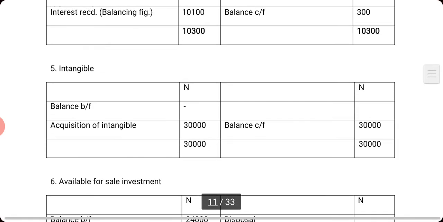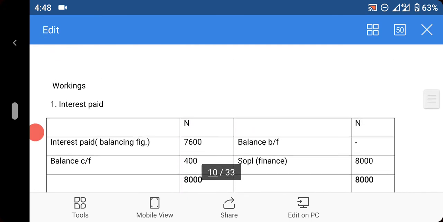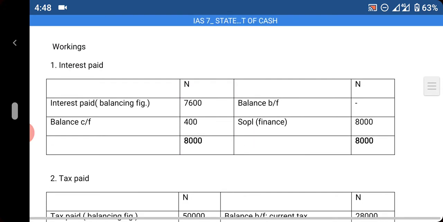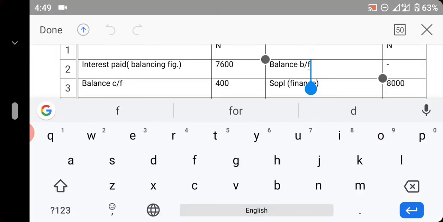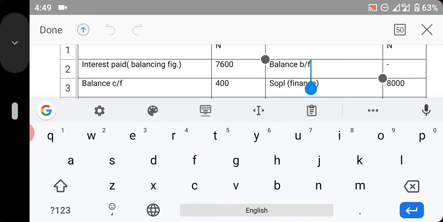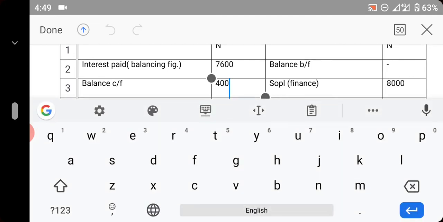So we'll move straight to what we actually want to do, which is this. So you can see balance brought forward is at the credit side, and it is nil, just as we examined. And balance carried forward is 400.